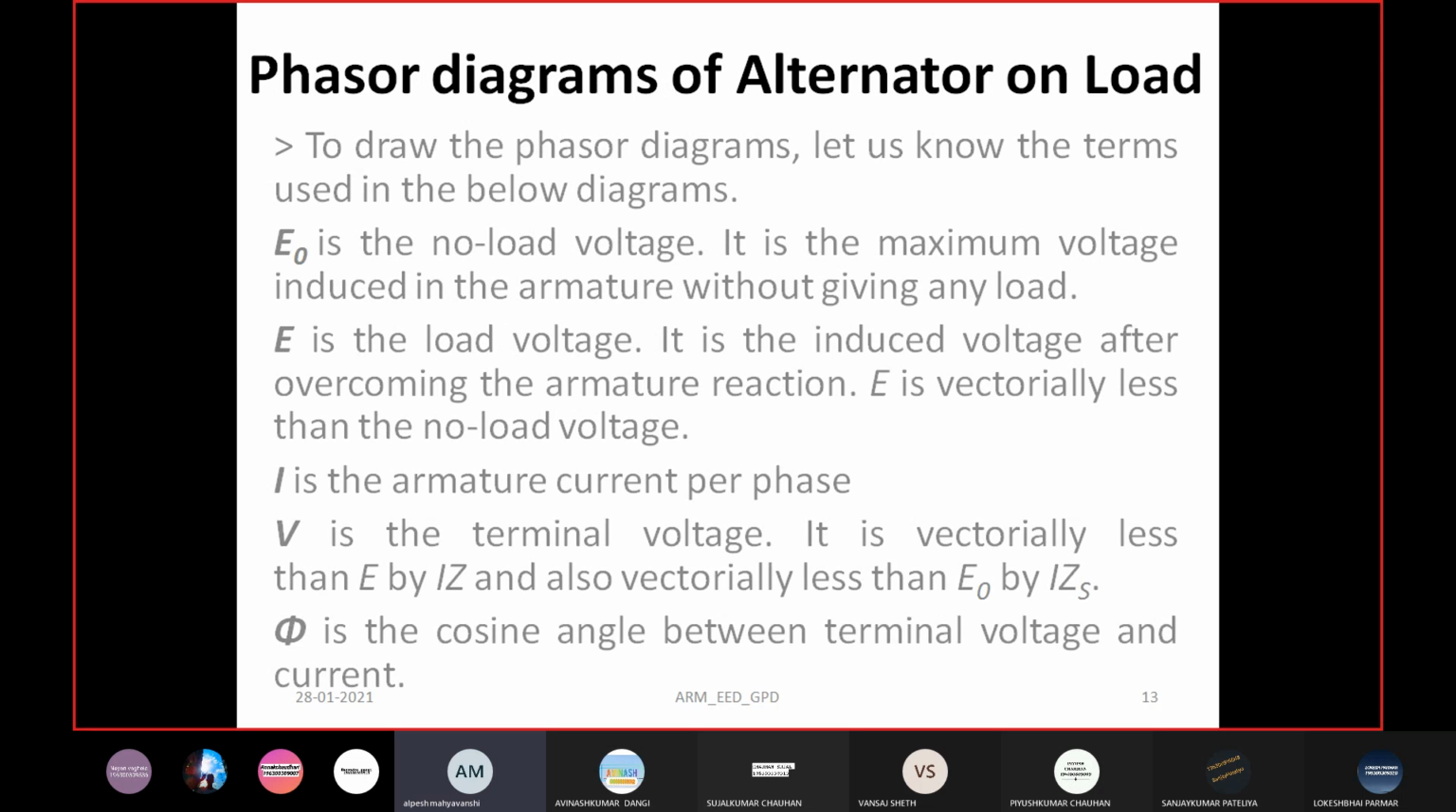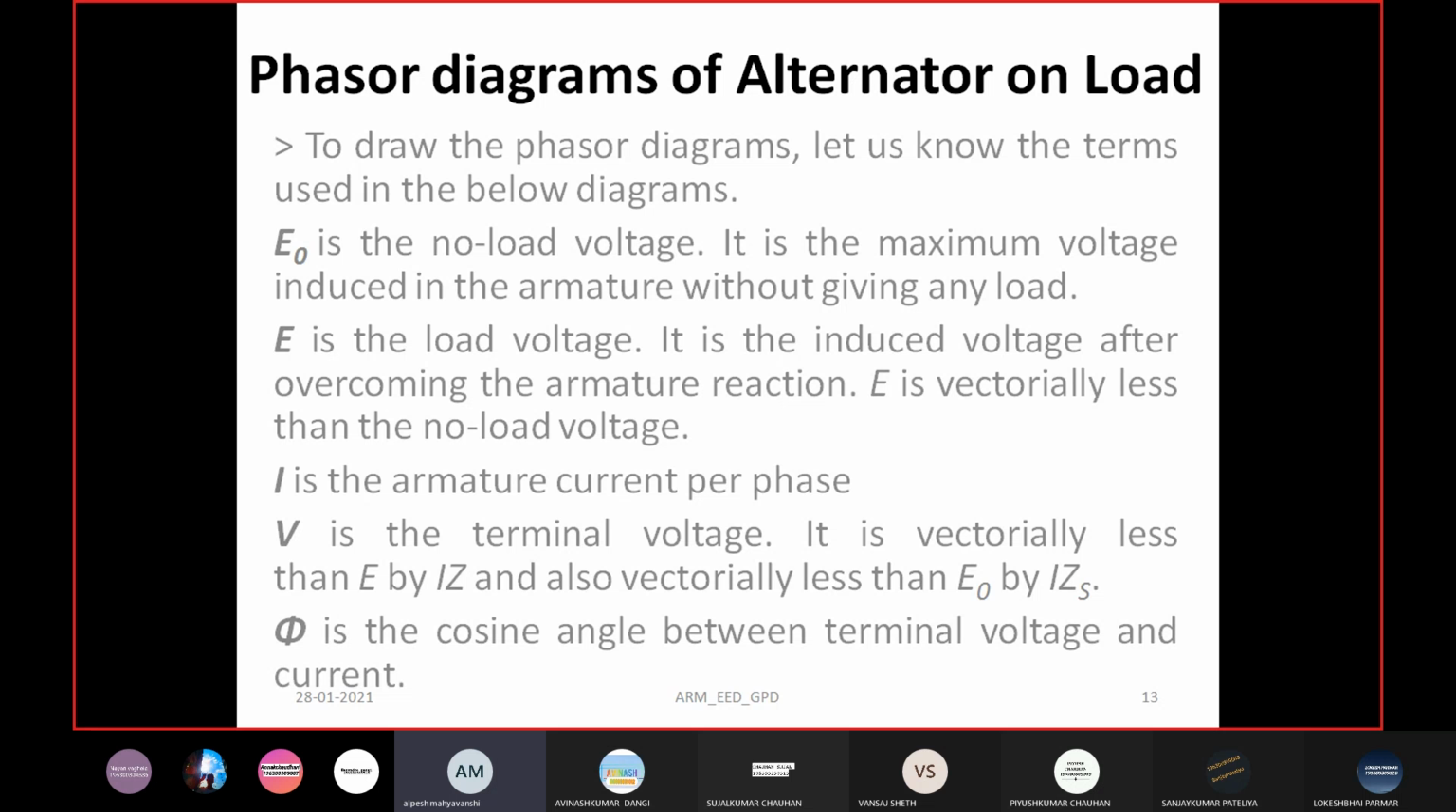Now next is the phasor diagram of the alternator on load. To draw the phasor diagram, we should know the various terms used in this diagram. The first term is E0. Now what is E0? E0 is the no load terminal voltage. It is the maximum voltage induced in the armature without any load. The 0 stands for no load. So E0 is the maximum terminal voltage in no load condition.